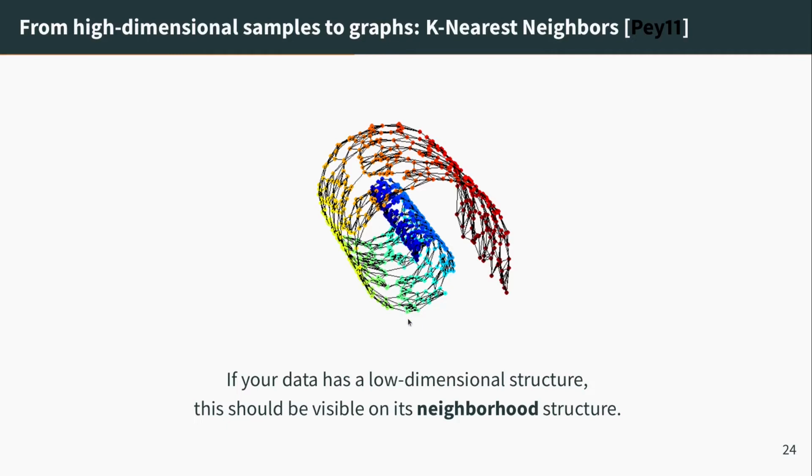Okay? And the idea behind many graph methods, especially for the study of 3D point clouds and some data sets in biology, is that if our data has low dimensional structure, then this should be visible in this neighborhood structure. And this graph structure should be kind of invariant to the way that our 2D surface was folded in 3D space, and so we should be able to recover it.